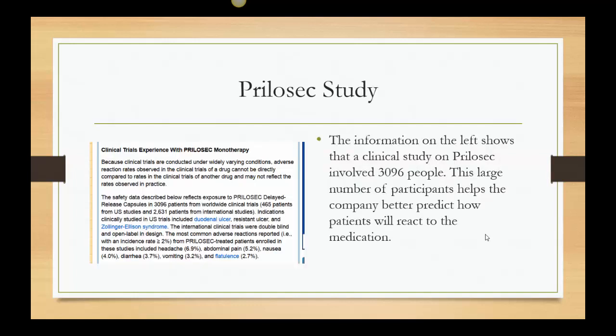So here's just a small study you can read over on the left. It says a Prilosec Study, and I just took a piece of it to show you that the information shows the clinical study of Prilosec that involved 3,096 people. This number of participants helps the company better predict how patients will react to the medication.